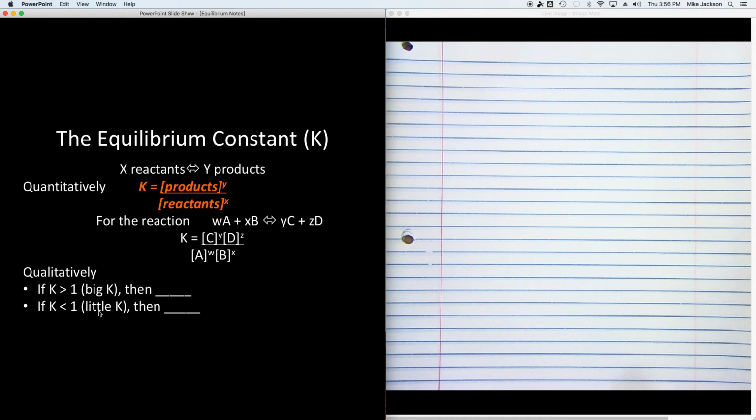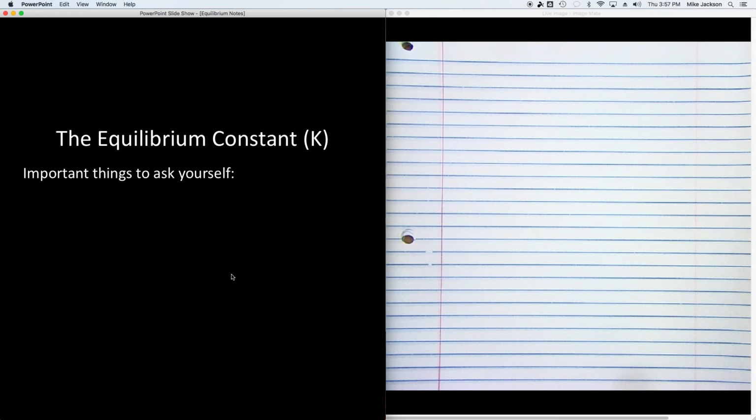If we have a small K, in other words, K is less than 1, then that means the denominator of my K expression was a much larger number, which means the reactants were in a much higher concentration, which means the happy place of the reaction is on the left side. It means the reactants are the favored state of the reaction, therefore the reaction will not proceed significantly forward. A lot of times we might even say there's no reaction taking place. However, it is taking place just to a very low degree.